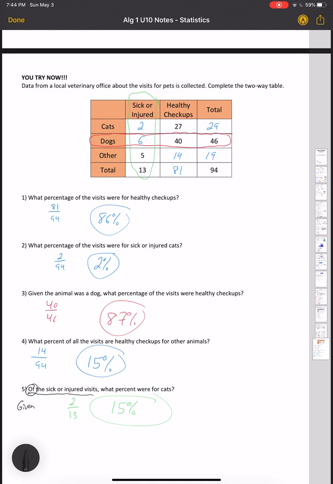So that's two-way tables. Plenty of practice problems are available for you on your worksheet. So make sure you practice these. These like to pop up on the SAT. So you want to make sure you understand how to fill out the chart and analyze it and answer the questions that are given to you below.